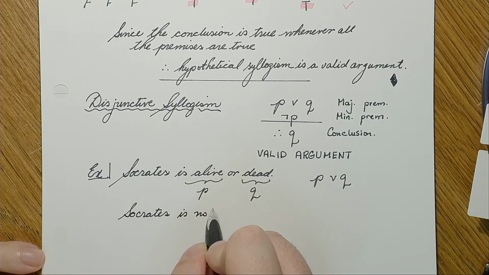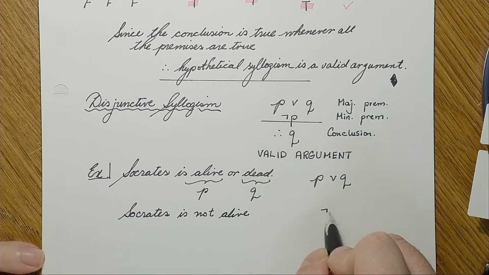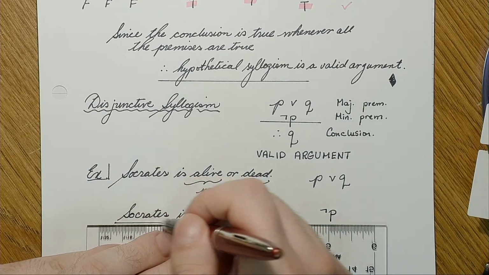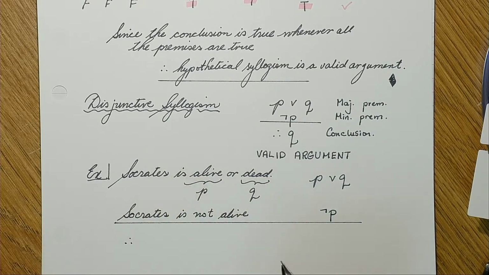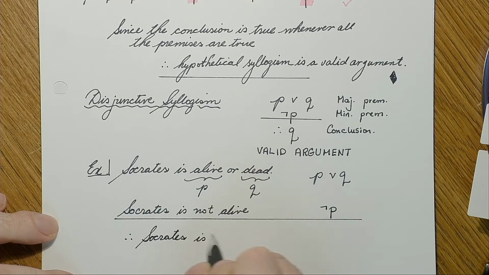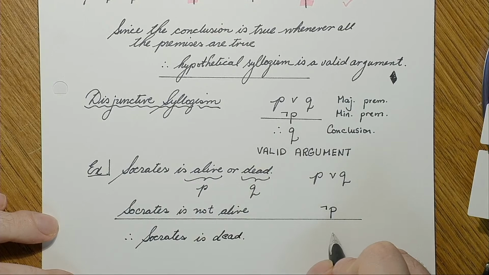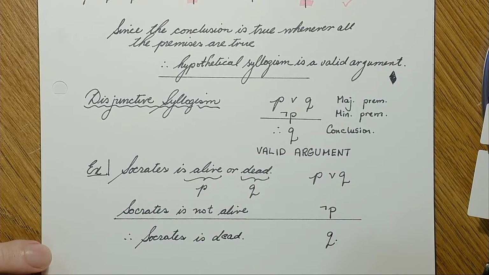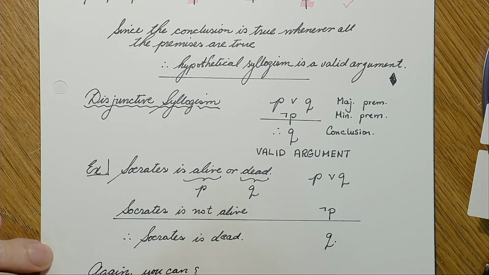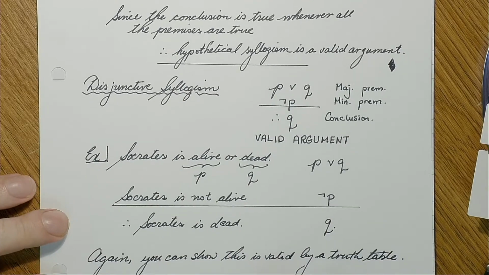Socrates is not alive. So there's my not P. Therefore, Socrates is dead. So again, you can show that this is true by a truth table.